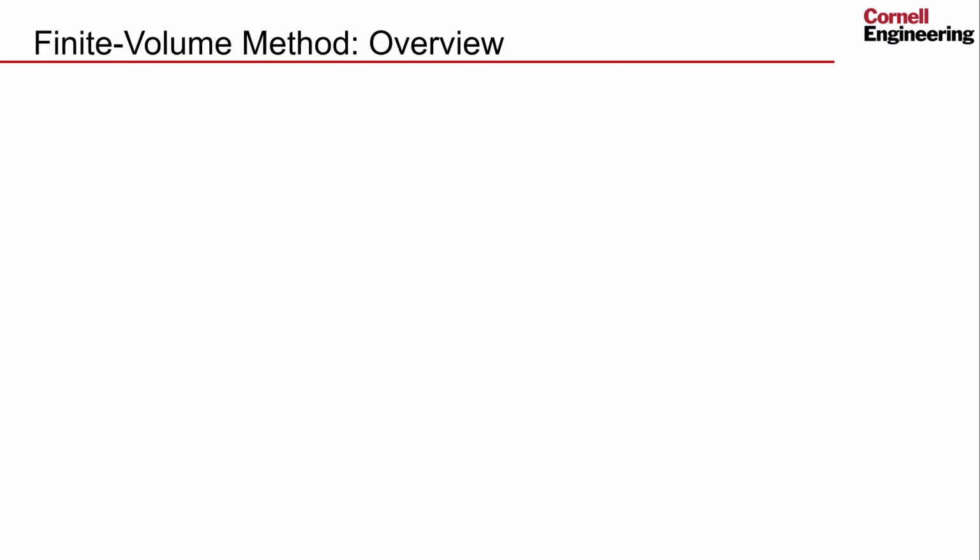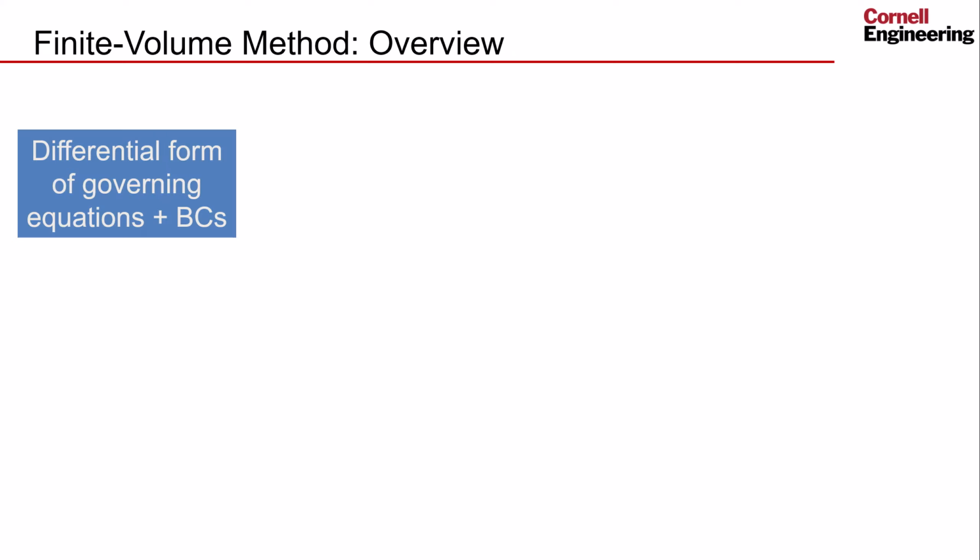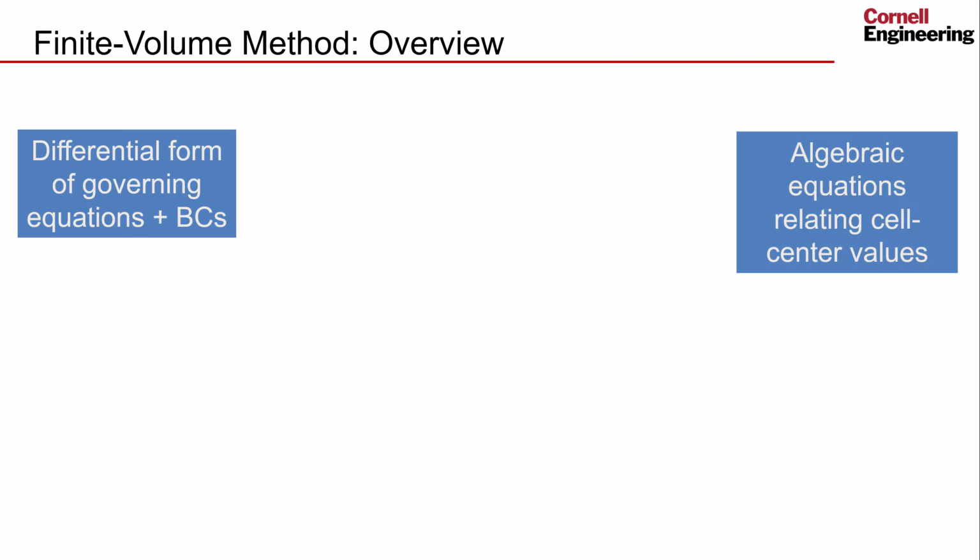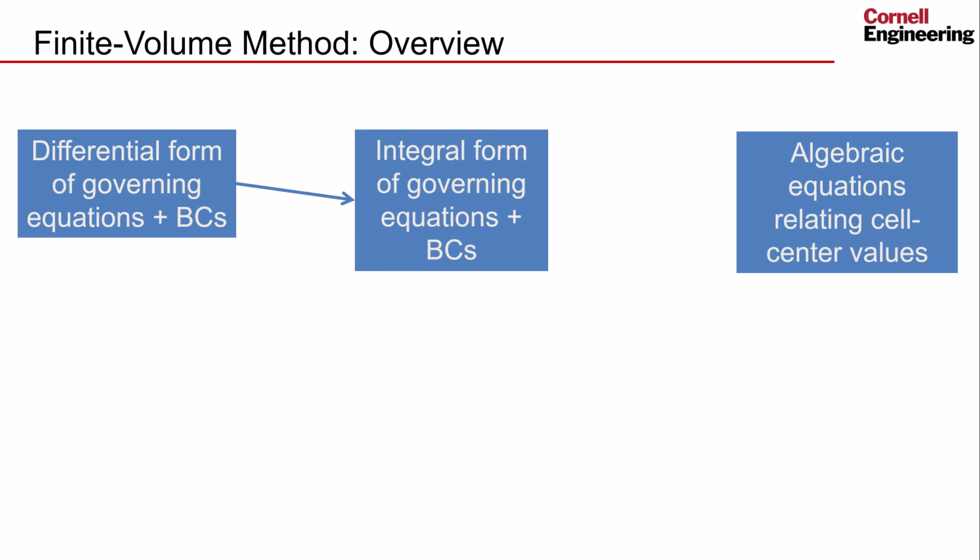To develop and solve these equations, Fluent uses the finite volume method. It starts with the mathematical model, which we know is the differential form of our governing equations and associated boundary conditions. It needs to develop algebraic equations relating cell center values of the primary unknowns. To do this, it first goes to the integral form of the governing equations and applies it to each control volume.